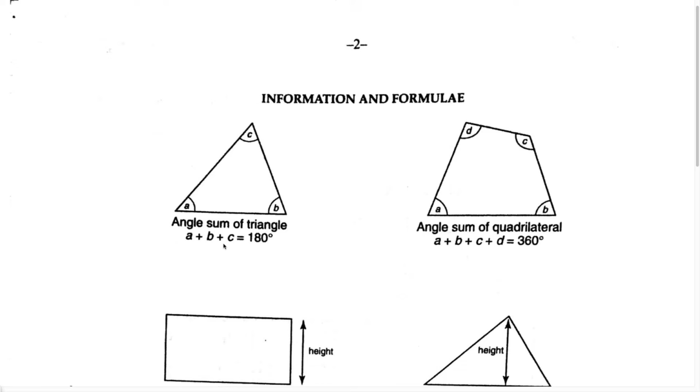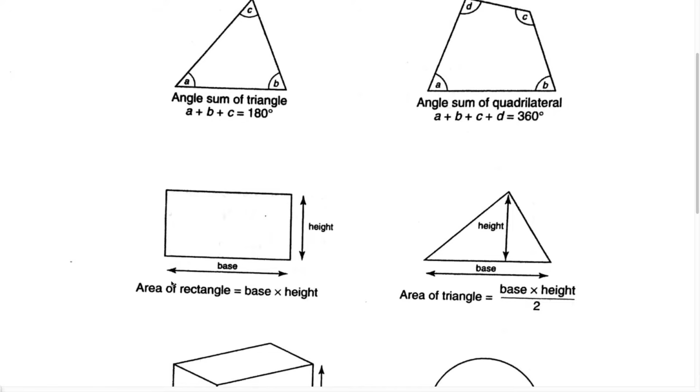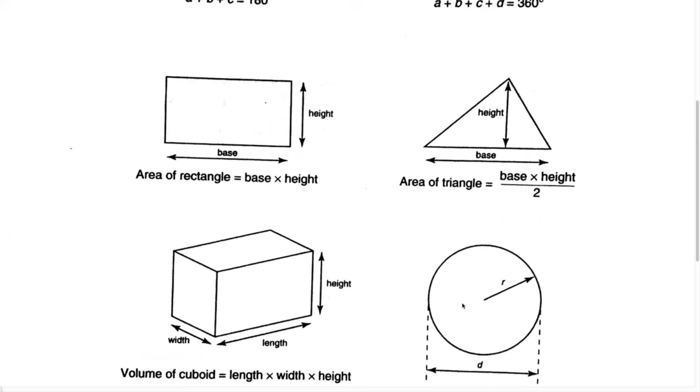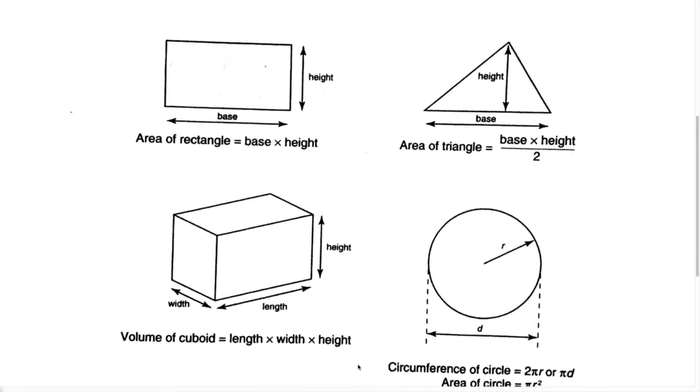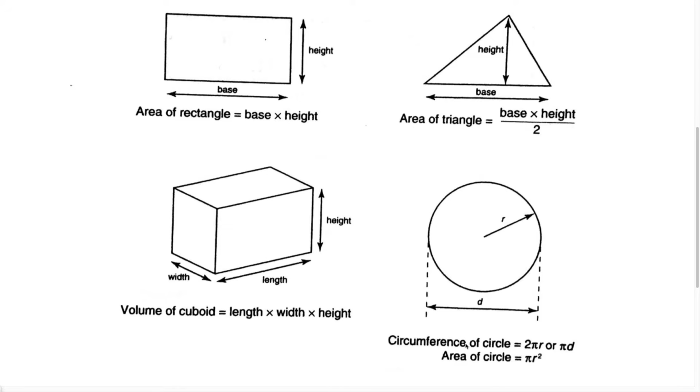So when we first turn over the page, we're going to see a page that looks like this. It's going to have different information and formulas. They have the angle sum of a triangle, the angle sum of a quadrilateral, the area of a rectangle, the area of a triangle, and the volume of a cuboid. In addition, they have the circumference of a circle, and the area of a circle. So these are just some formulas that they have at the front of the page. If you need to come back to cross-reference, you can always do that.